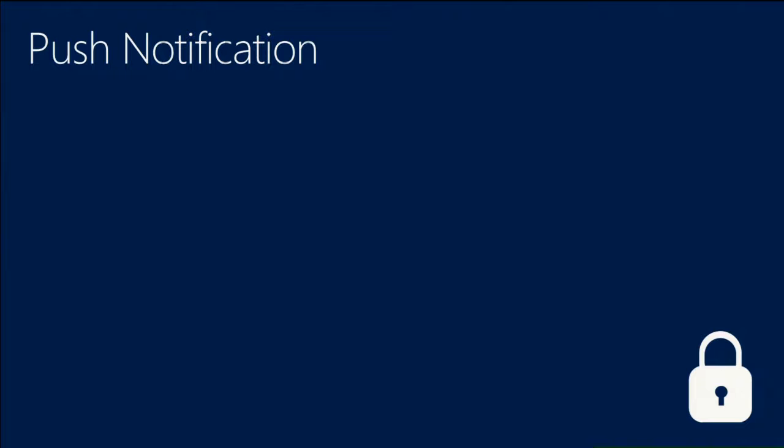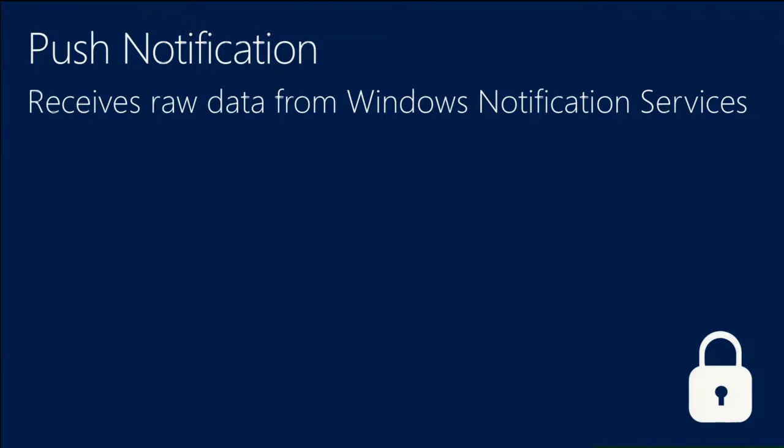Now the second is push notification, and this does talk about Windows notification services. If you're unfamiliar with Windows notification services, it's a great tool to push data to your client from the server. High level, what happens is your app registers for a unique address with Windows notification servers, tells your server what the address is, and then the server can use the Windows notification server to push data down to your client.